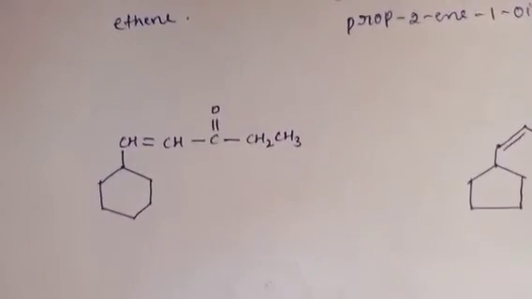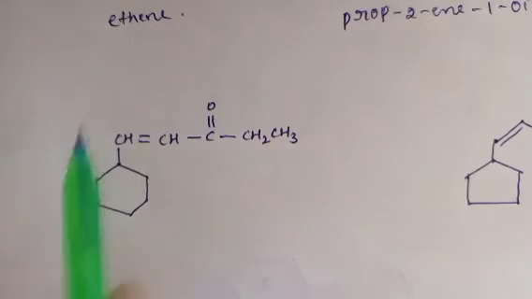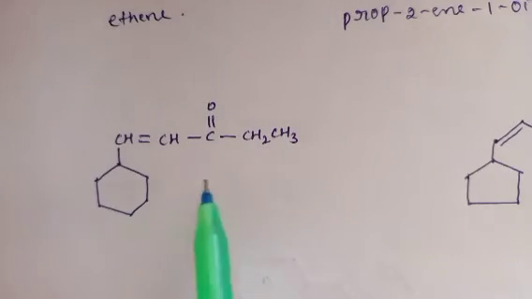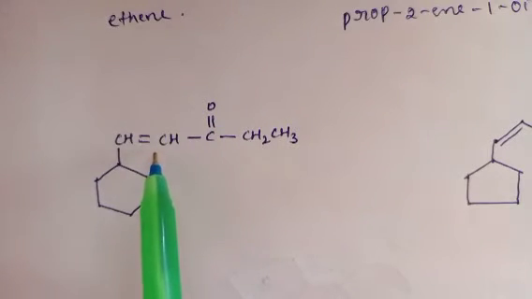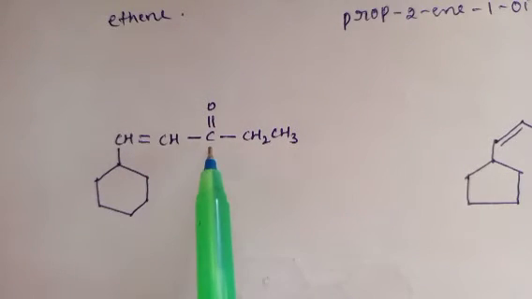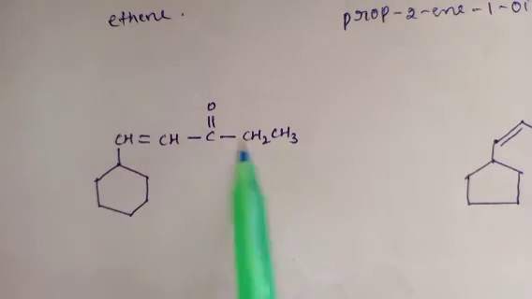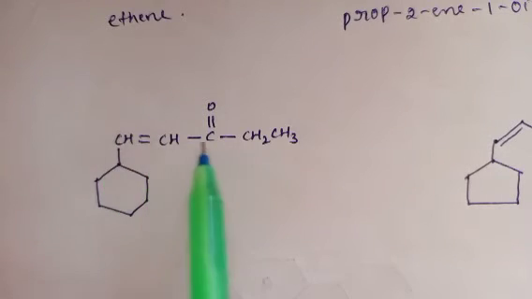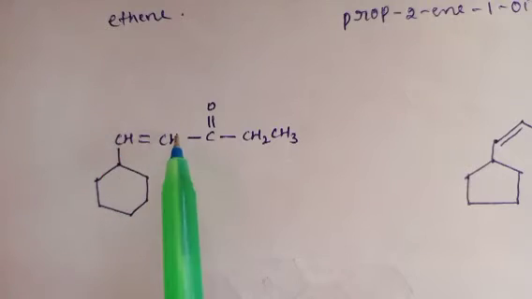Next example. See this one. Cyclic part contains 6 carbons, but alkyl part contains 1, 2, 3, 4, 5 carbons. This is lesser than this one, but this one contains functional group and also multiple bond. But functional group is the main part. But interesting one is, from this side 1, 2, 3 at third position. From this side 1, 2, 3 third position. But this side only carbons are present. But this side multiple bond is also present.